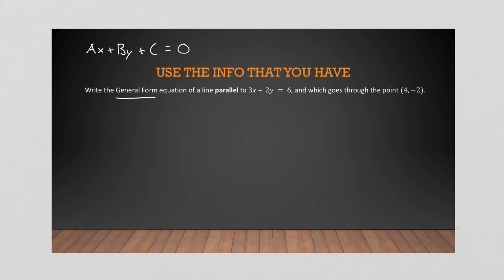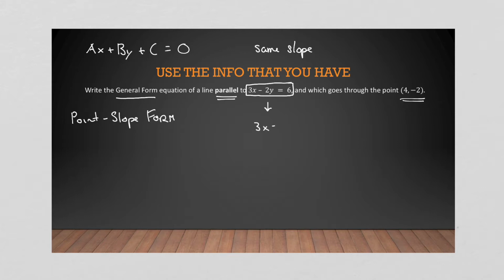A line parallel to this line. So remember that parallel lines have the same slope. So we're getting information from what we need. And then our new line goes through this point. Okay, so we can use point slope form. We could also use slope intercept form, but it involves solving a different piece of information. So we can use point slope form, but we need the slope. And since we know it's the same slope as this one, let's convert this into slope intercept form to get the slope that we're going to use.